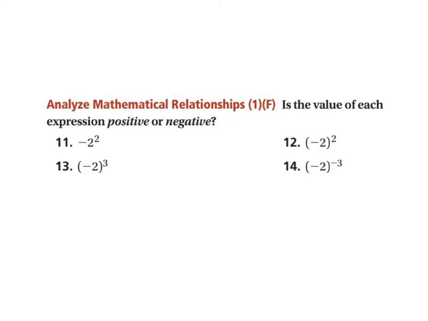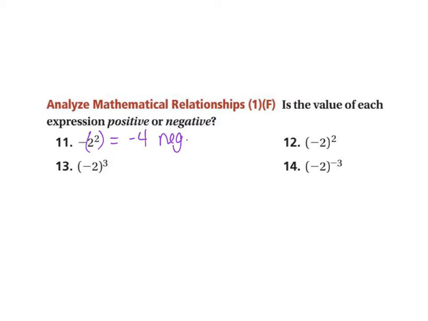So we're going to decide if the value of each of these expressions is positive or negative. You could obviously use Desmos in this case, but I'm going to kind of talk us through this. If I have negative 2 squared, the negative is hanging out front. So this is like saying negative of 2 squared. So this would mean that this would be negative 4. So this would actually be a negative solution.